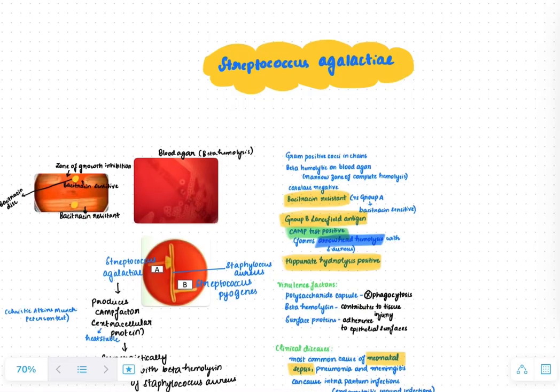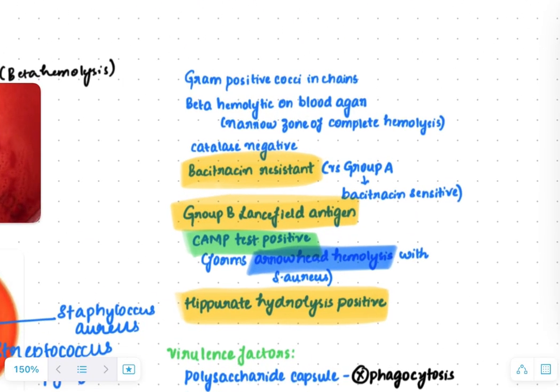Hello everyone, in this video we are going to discuss Streptococcus agalactiae. Streptococcus agalactiae is a gram-positive cocci arranged in chains like all the other Streptococcus. It is beta hemolytic on blood agar, meaning it causes complete hemolysis of the RBCs. So it causes a narrow zone of complete hemolysis.